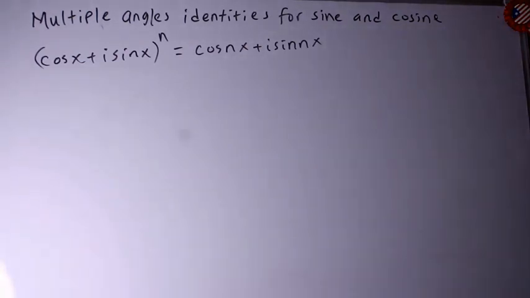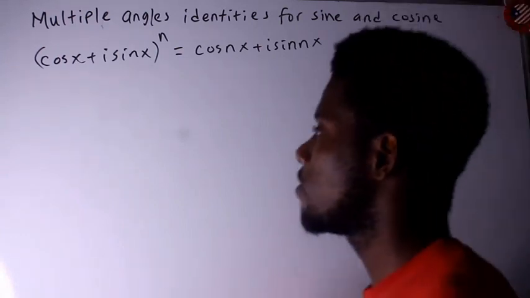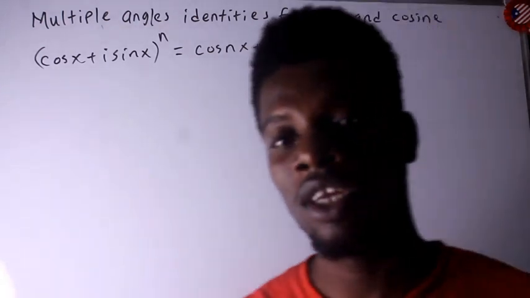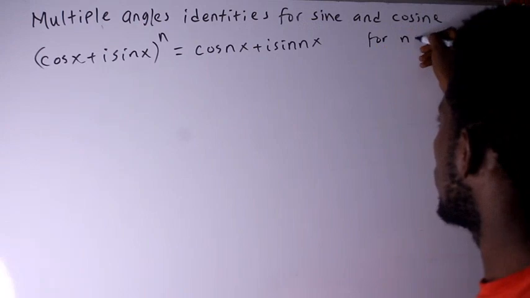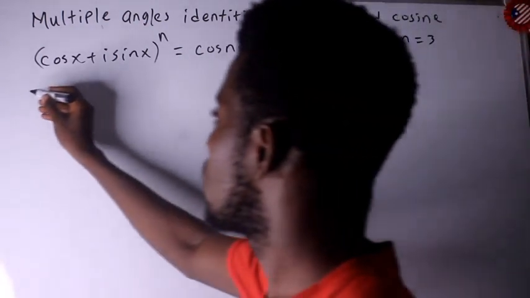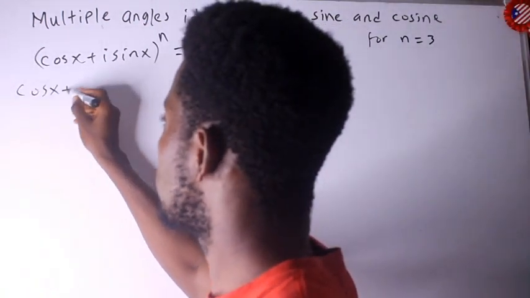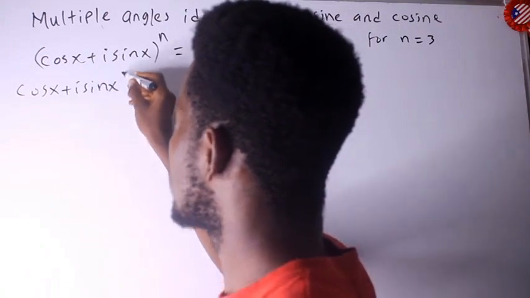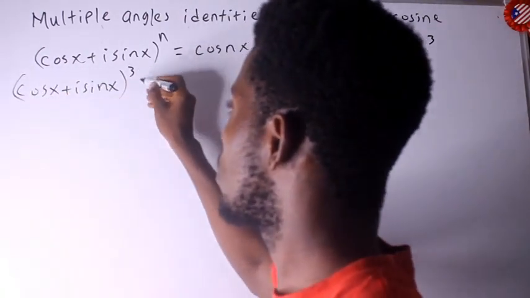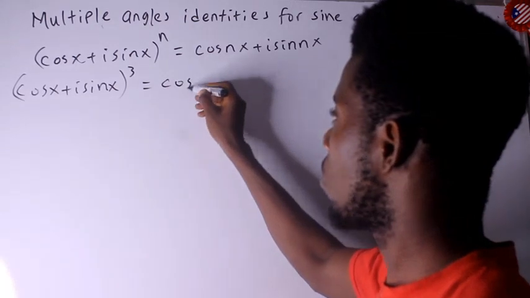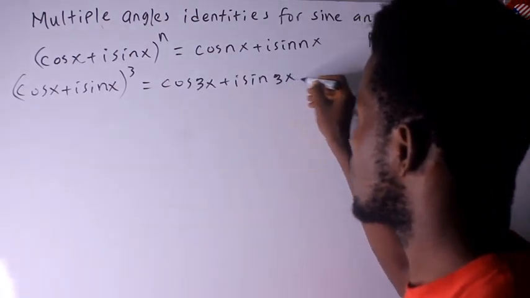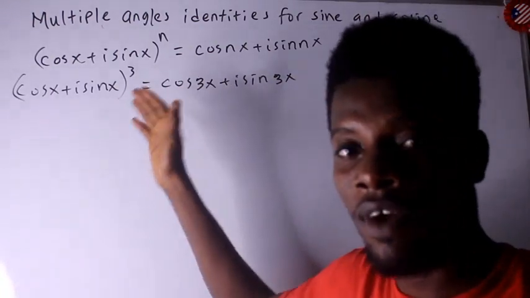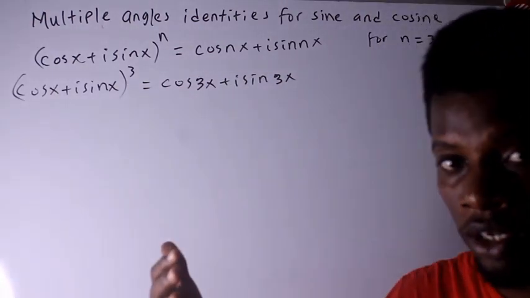Now, in this case, if we take n to be 3, that means we want to derive the triple angle identity for sine and cosine. So, for n equal to 3, you have (cos x plus i sine x) all raised to the power of 3, and this will be cos 3x plus i sine 3x. After we've done this, you can choose n to be 4, 5, 6, and you follow the exact same procedure.